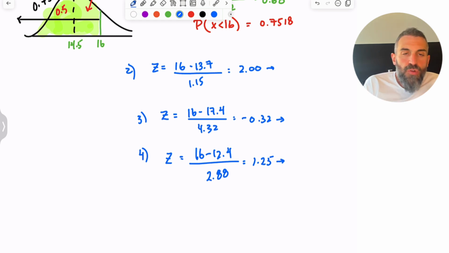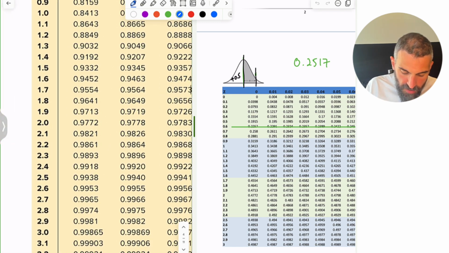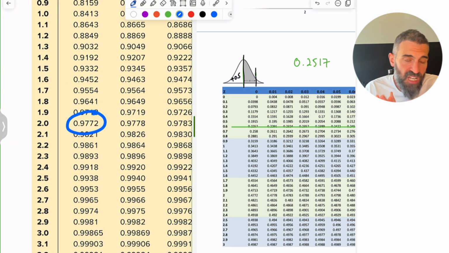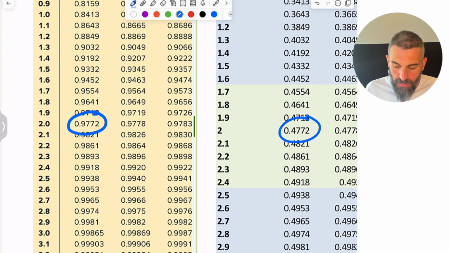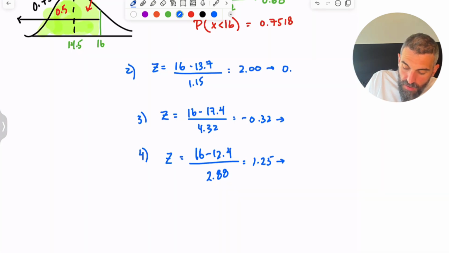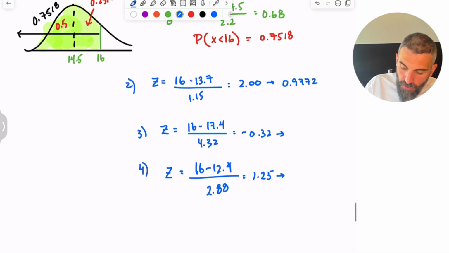Now, of course, if you have the option, I recommend using the double-sided table. It's just better. It takes a lot of the guessing out of it. So if we go to that double-sided table and we look up the number 2, we're going to find 0.9772. That's perfect. That is the entire area to the left. But if you go to the one-sided table, you're going to find 0.4772, and then you want to add 0.5 to it. Ultimately, the two should be the same. It doesn't matter which of the tables you're using. So 0.9772. That is the probability of x being less than 16.